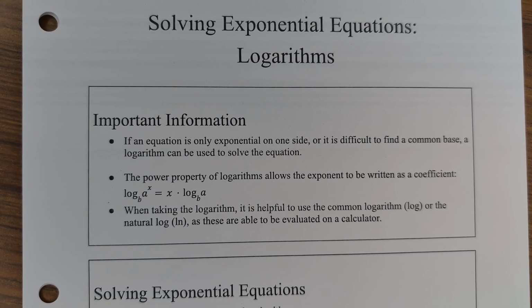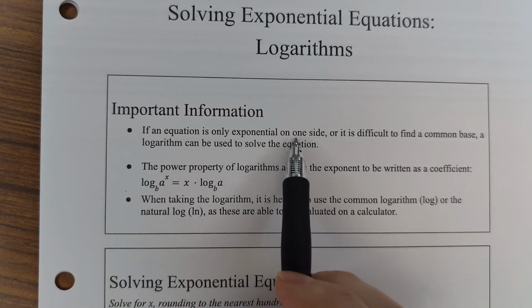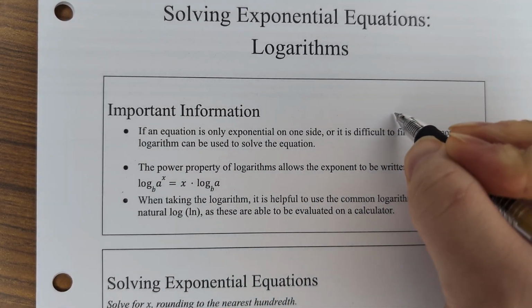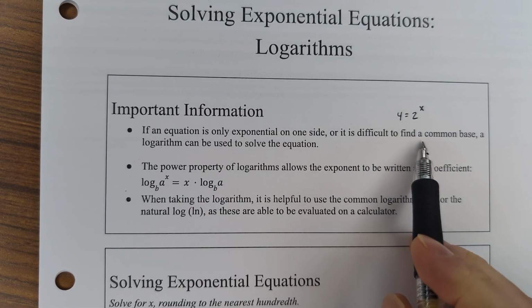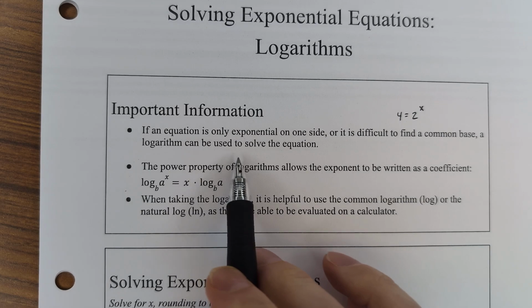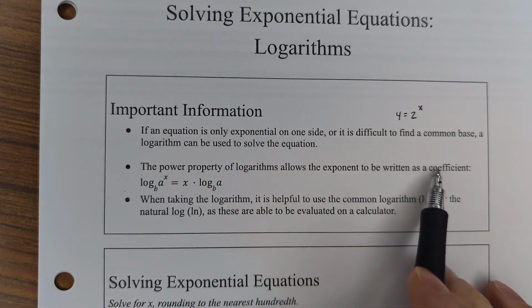I got the notes for solving exponential equations with logarithms. If an equation is only exponential on one side, so maybe something like 4 equals 2 to the x, or it's difficult to find a common base or you just don't want to, a logarithm can be used to solve the equation. The power property of logarithms allows the exponent to come out as a coefficient.